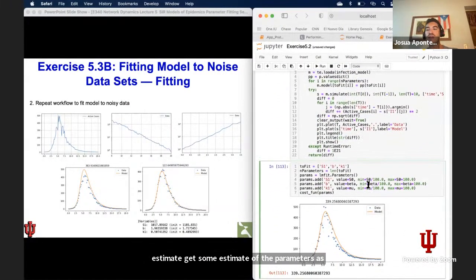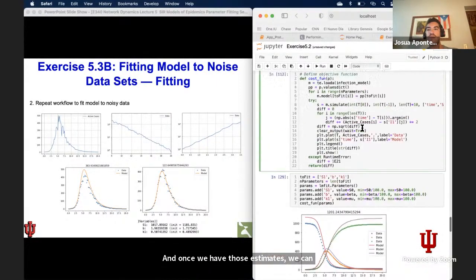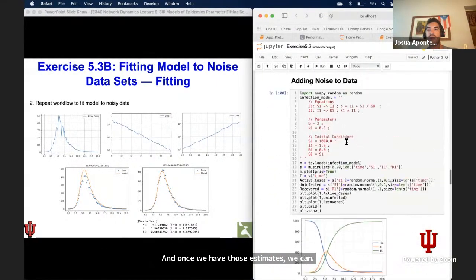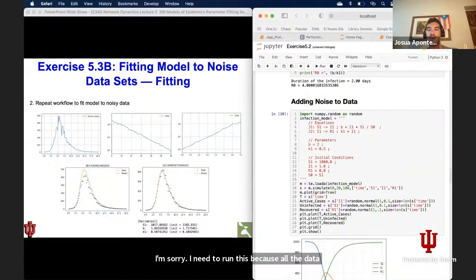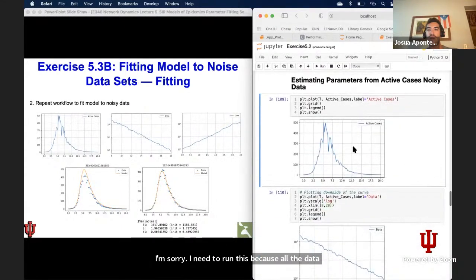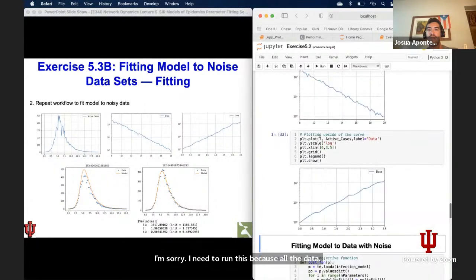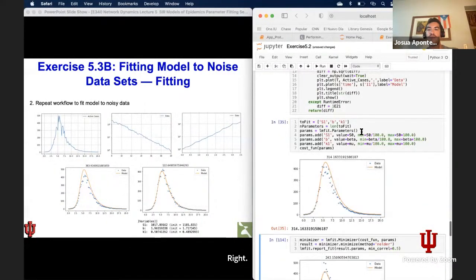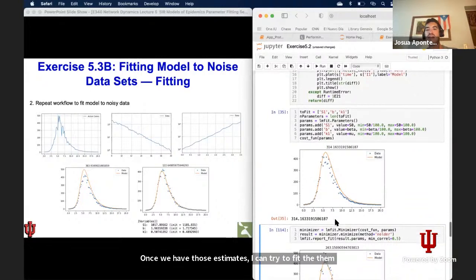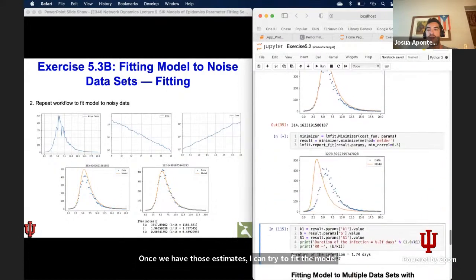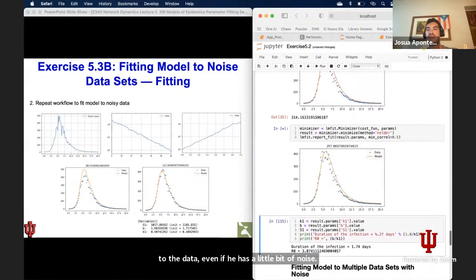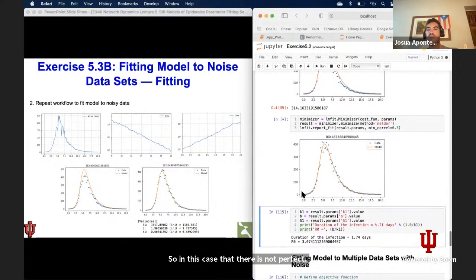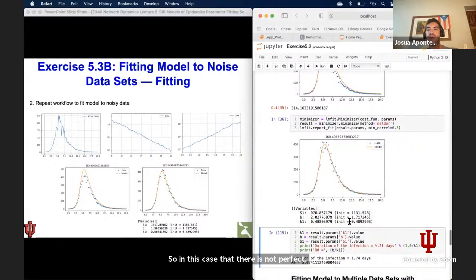And once we have those estimates, I'm sorry, I need to rerun this because all the data I have. Once we have those estimates, I can try to fit the model to the data, even if it has a little bit of noise. So in this case, the data is not perfect as in the model prediction, but the optimizer is still going to try to find the best fit given the noise.